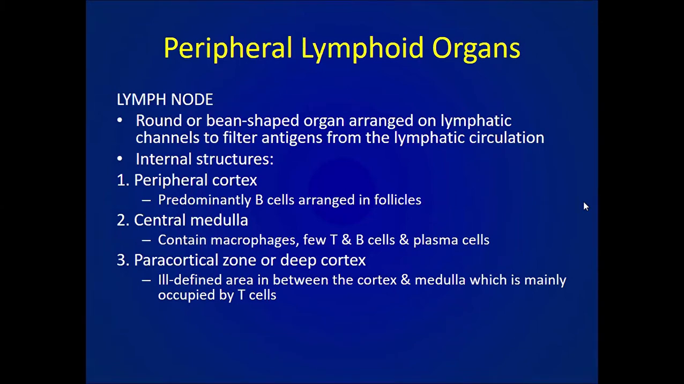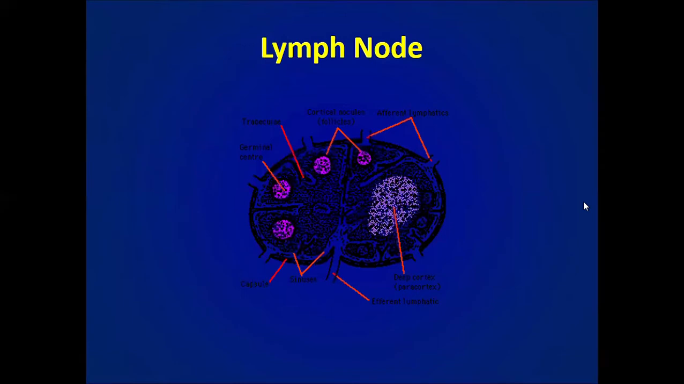The paracortical zone, or the deep cortex, is the region between the cortex and the medulla. So it mainly contains the T cells. So the arrangement, going inside the cortex, is B cells, then followed by T cells, and then the middle layer, the medulla, contains the macrophages. So that's the arrangement. Okay, so this is the cross section of a lymph node.